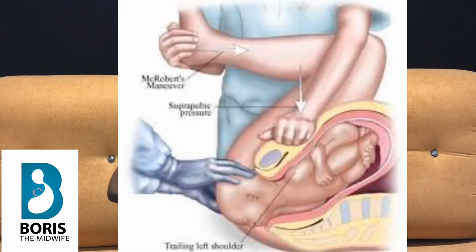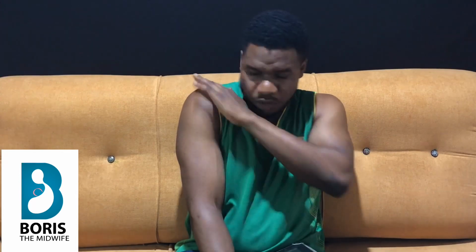Because you're doing that in order to ensure that the anterior shoulder, which is stuck behind the symphysis pubis, lifts away from it. When you apply suprapubic pressure, it's going to displace that shoulder from the symphysis pubis to another area, which is going to ease the baby to come out.